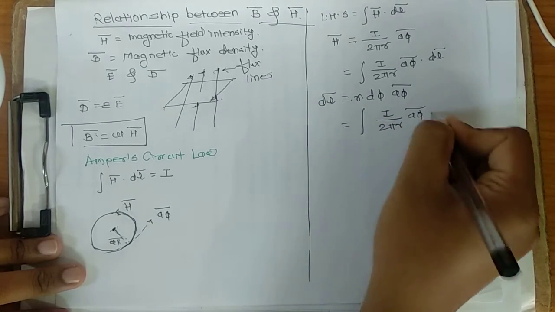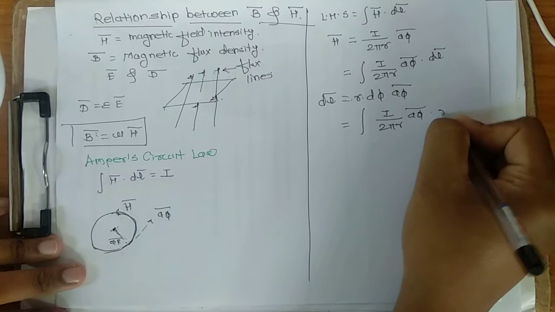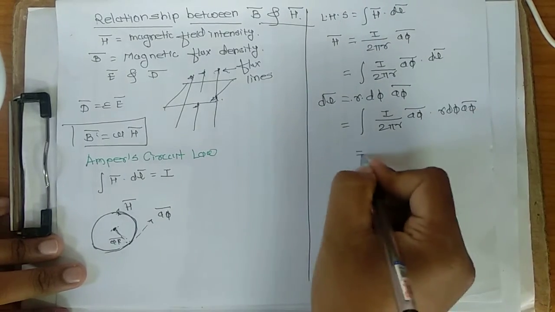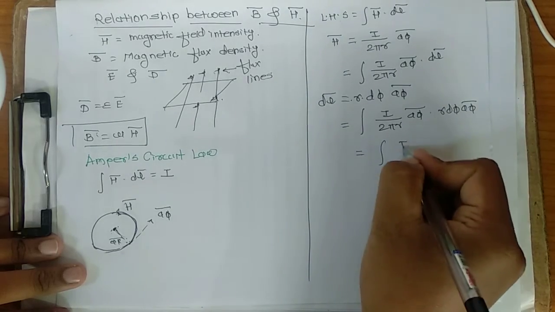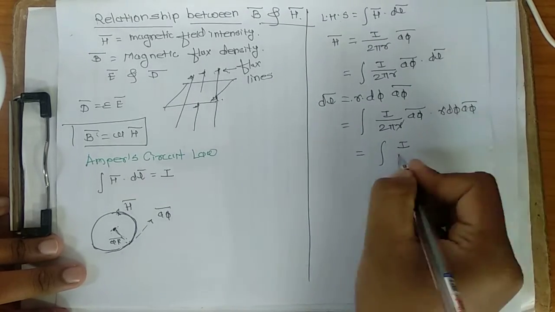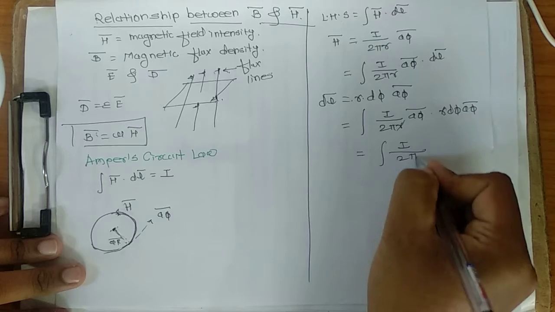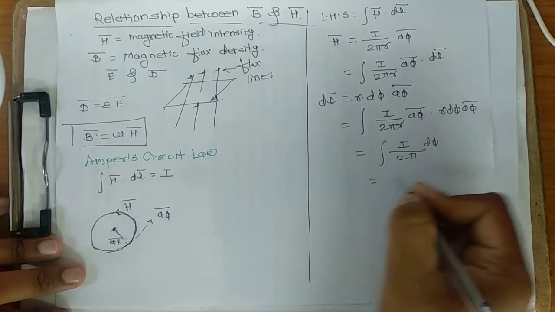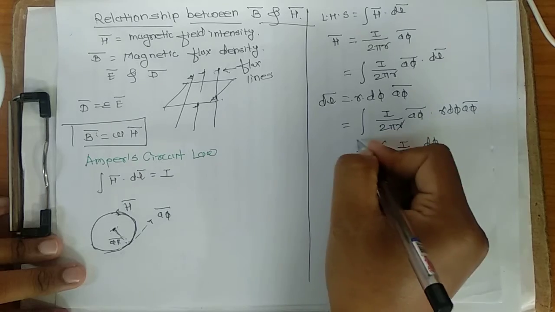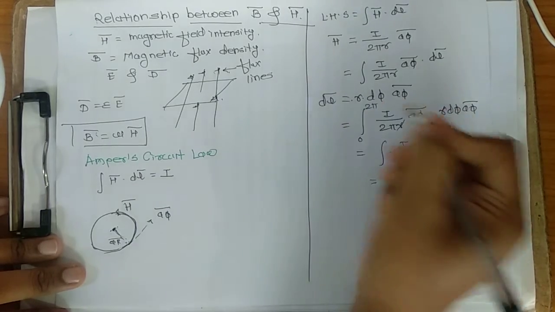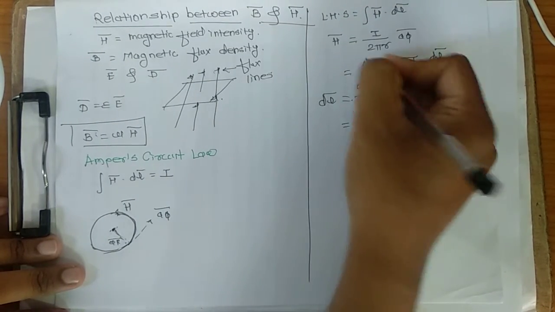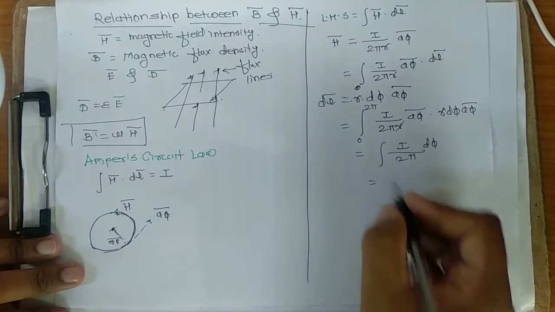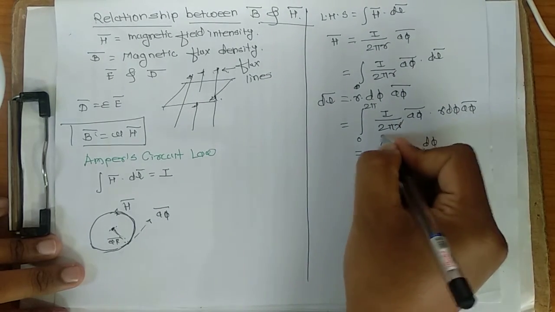a phi bar dot dl bar, where dl bar is r d phi a phi bar. So a phi bar dot a phi bar is 1. So r cancels, leaving I over 2 pi, d phi. If you are taking the integration for phi, the limits are 0 to 2 pi. Here also you can write, okay, it was not defined up till here. So here it is 0 to 2 pi.